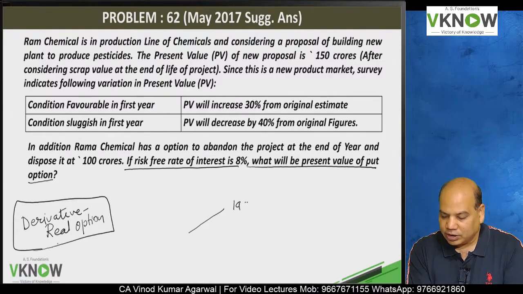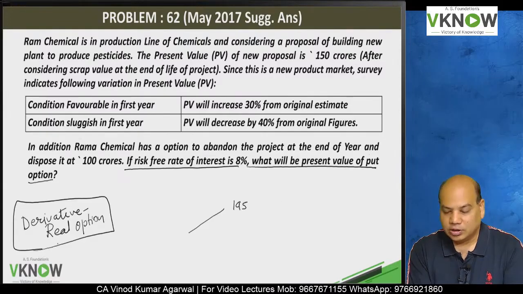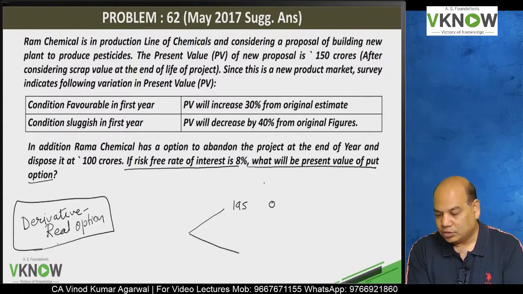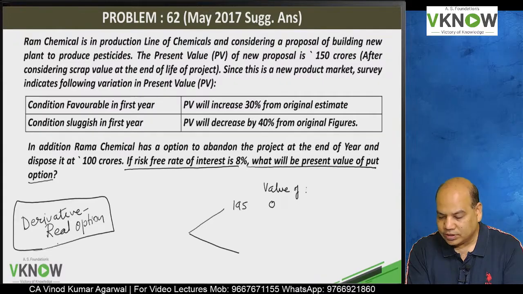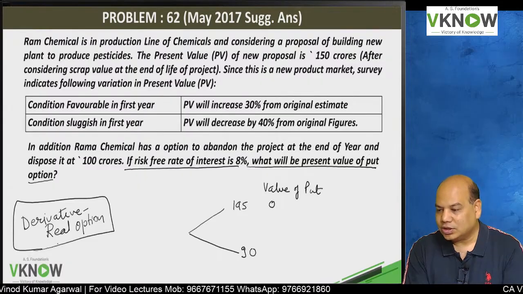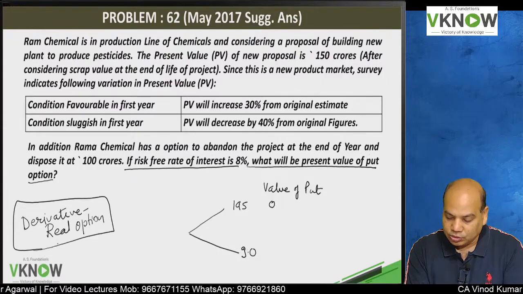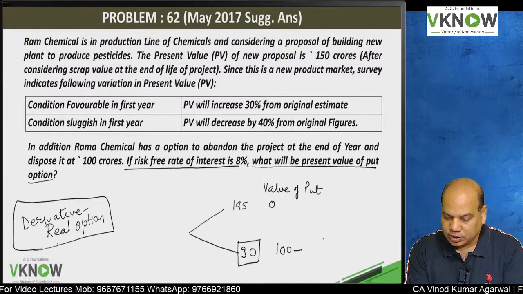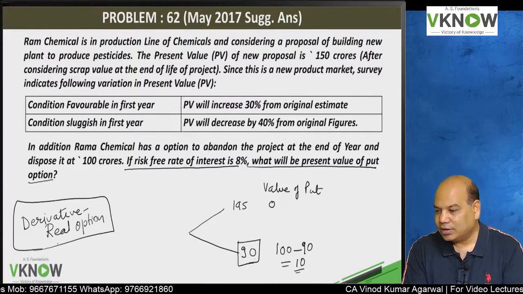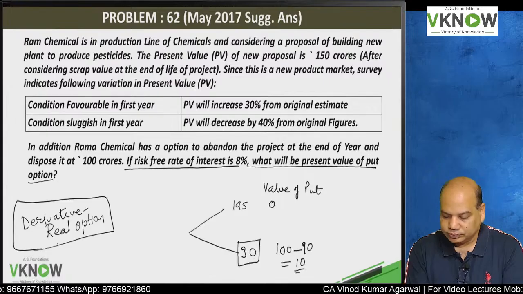If the market price is 195, you will not abandon. You will not exercise the put option. So the value of the put option will become 0 because you are not going to exercise it. But if the market condition is sluggish, then you can exercise your put option and dispose for 100. So the value of the put option will become 100 minus 90, that is 10. And then you have to find the value of the put option.